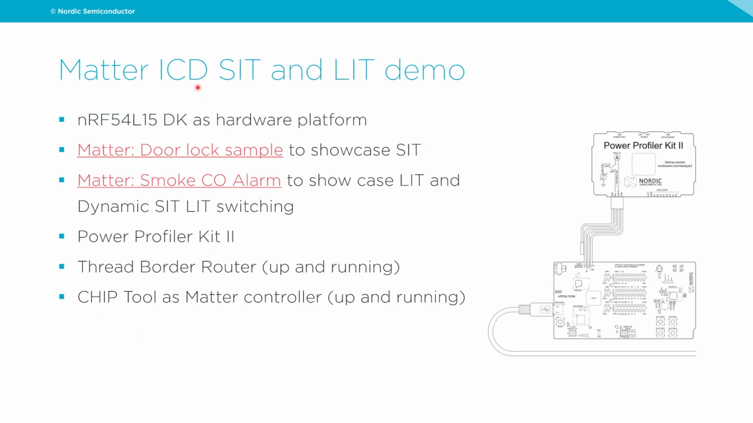So for the demo, we're going to demonstrate the Matter intermittently connected device SIT and LIT. We're going to be using the nRF54L15 DK as our hardware platform. For SIT, we're going to use the Matter door lock sample. For LIT and for the switching, we're going to use the smoke CO alarm sample. Then we'll have the Power Profiler Kit 2 sampling the power consumption. In the Matter setup, we'll have a Thread border router that's already up and running, and chip-tool running on a computer as a Matter controller, also up and running.